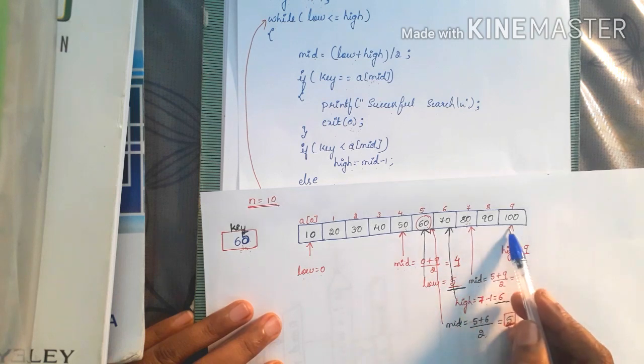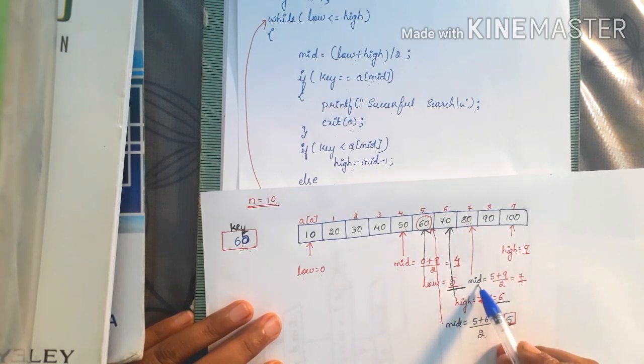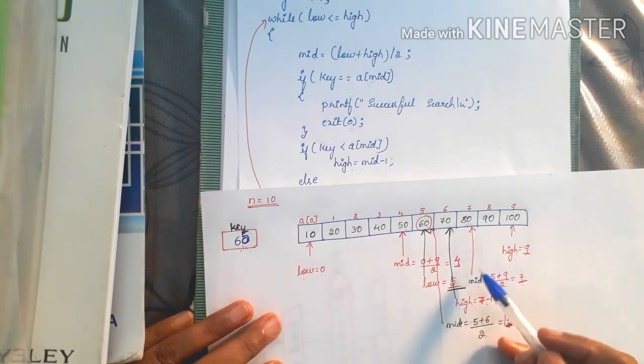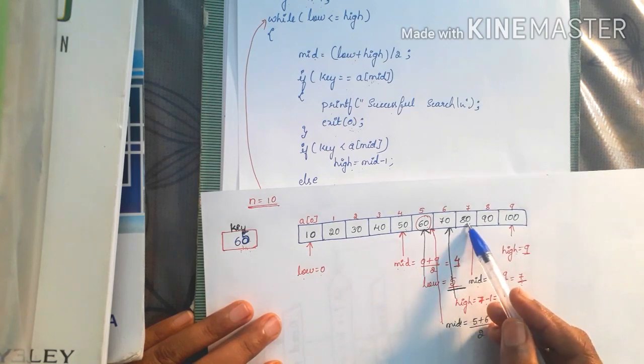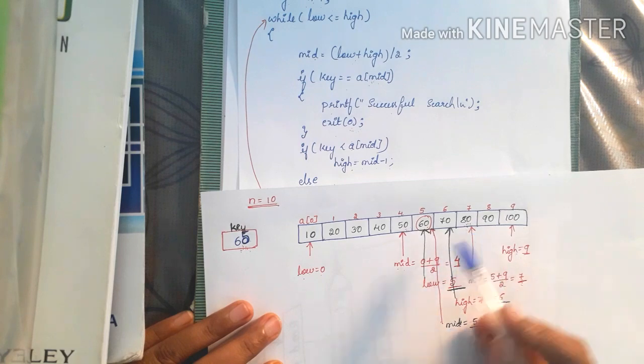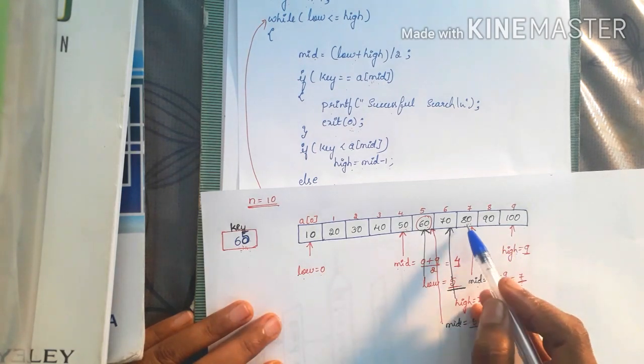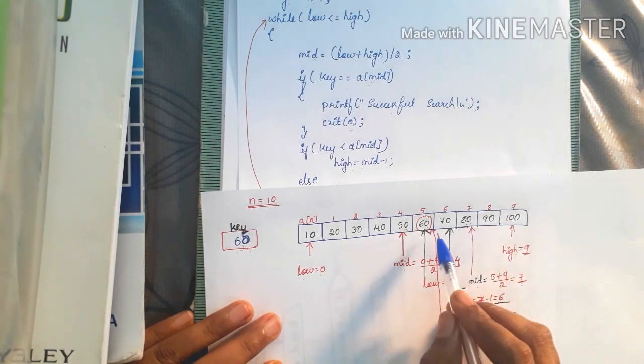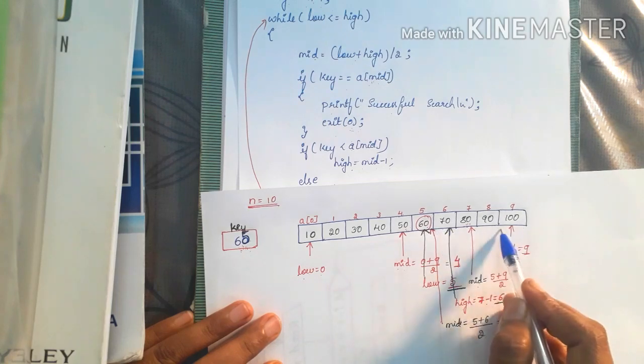Then in the second half of the array we again find the middle element. Middle element is equal to low value 5 plus high value 9, divided by 2. Middle value is 7. Then again we compare 65 with middle value 80. So 65 is not equal to 80. Then we check whether 65 is in the first half of the array or in the second half of the array.